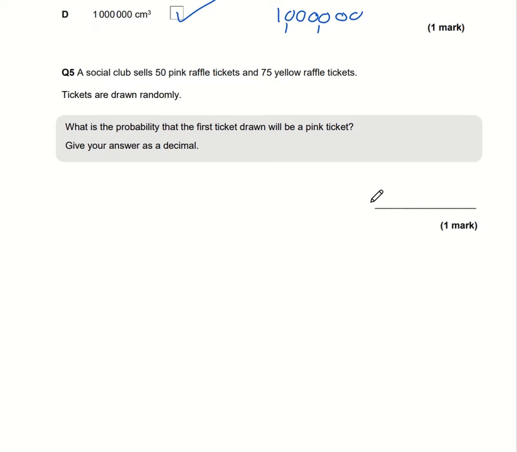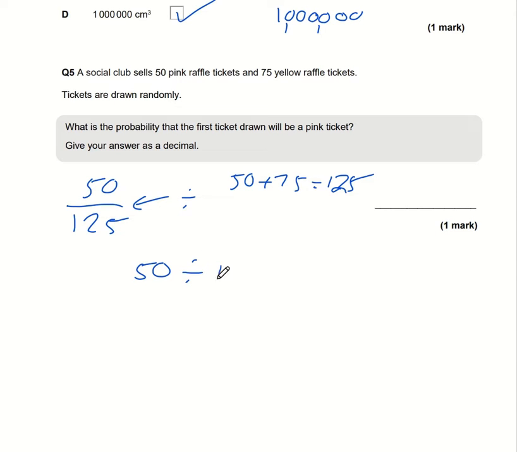Question number 5. A social club sells 50 pink raffle tickets and 75 yellow. What's the probability that the first ticket drawn will be pink? Well, that's going to be 50 out of the total. Well, what is the total? The total is 50 plus 75, which is 175. Sorry, it's not 175, it's 125. So 50 divided by 125. Remember, the line of a fraction means divide. So 50 divided by 125 gives us an answer of 0.4. So that is the probability of pulling out a pink ticket.